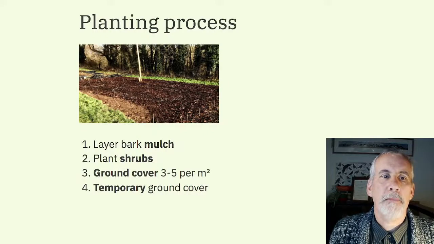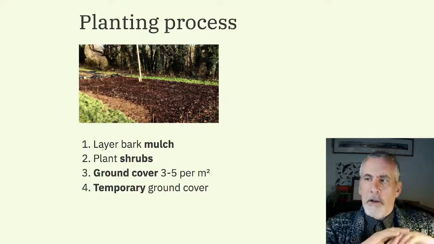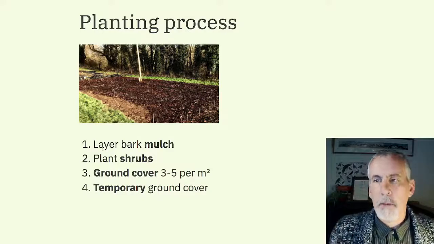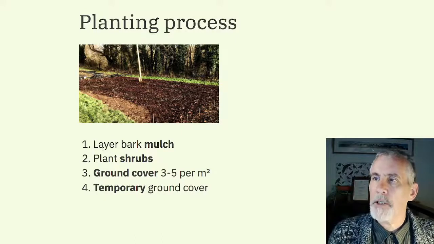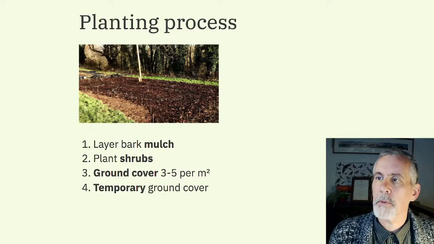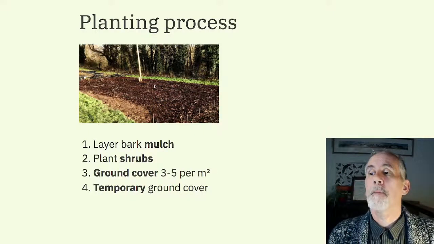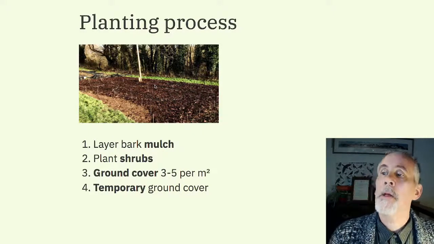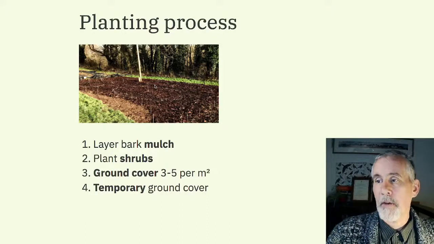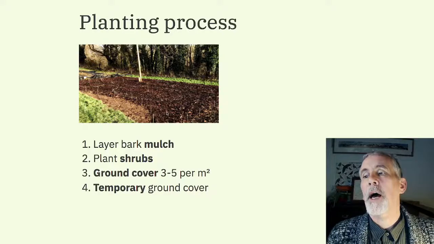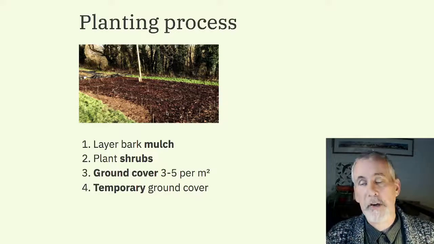The planting process is, so you've cleared the ground, and you've got your shrubs ready to go in. First of all, I always put the bark mulch down, so I use bark rather than wood chip because bark takes longer to decompose. And then you plant the shrubs in. You can see that I've drawn some chalk circles here where the shrubs are going and what kind of diameter they are. Make sure, again, you've got the spacing right on them. And when the shrubs are in, I plant out the ground cover at 3 to 5 ground cover plants per square metre. And then finally, I put in a temporary ground cover.